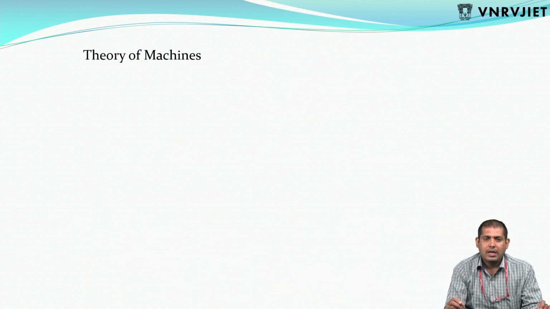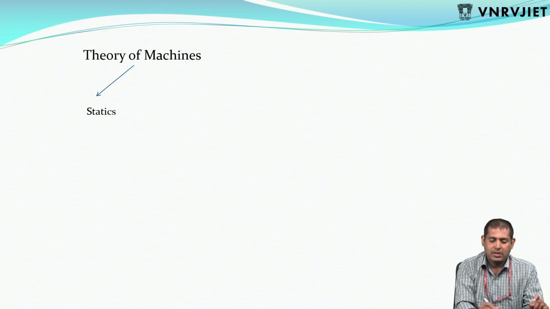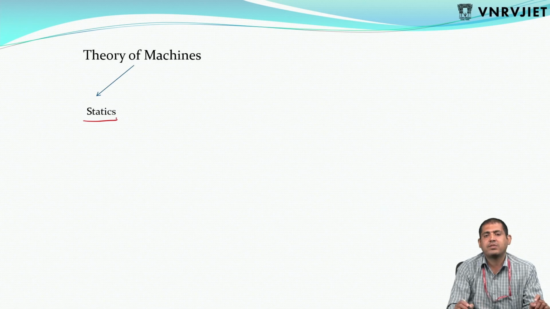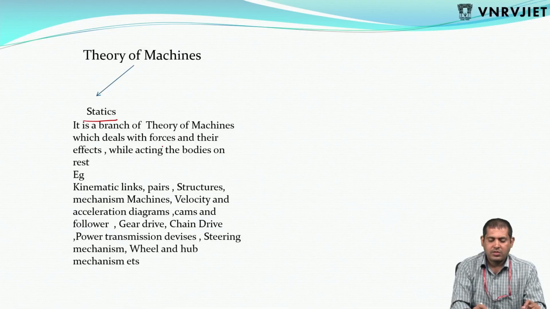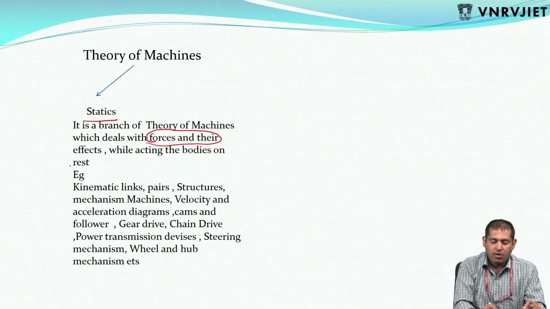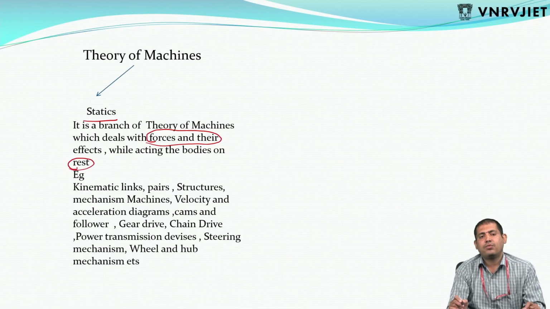Next, what exactly is there in this theory of machines? There are two parts, statics and dynamics. First, statics, as the name itself says, has no motion. It is the branch of the theory of machines which deals with forces and their effects while bodies are at rest. These two parts are the focus.